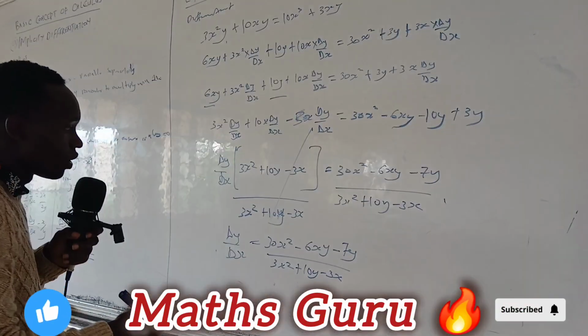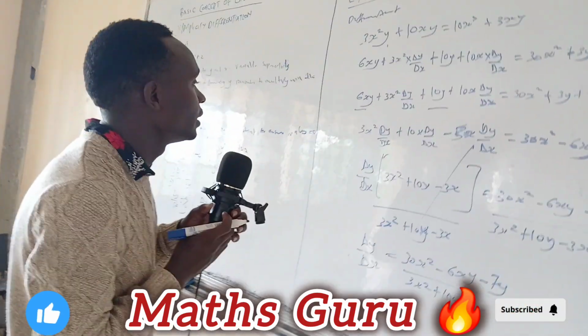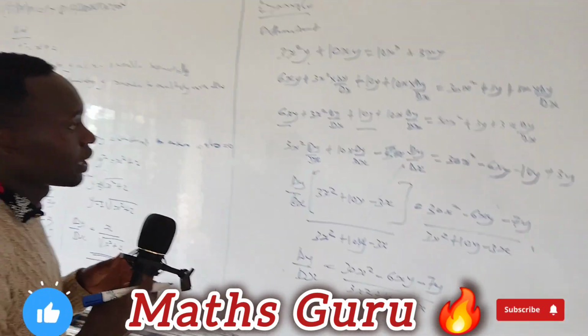So this is my final answer, and you can see how simple it is. Now this is implicit differentiation.